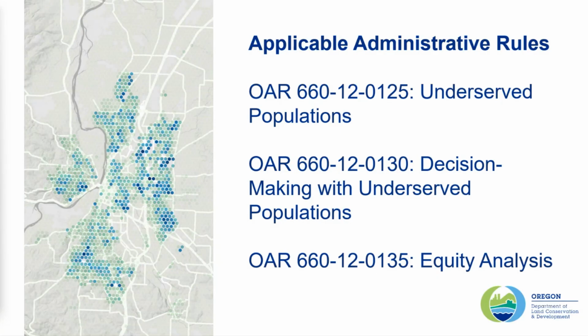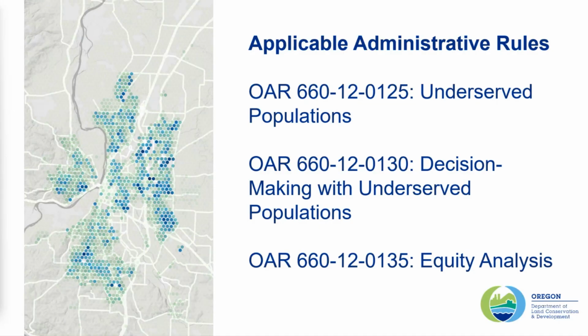The transportation planning rules require jurisdictions to map geographic areas with significantly disproportionate concentrations of underserved populations. For reference, the applicable administrative rules governing this requirement are on screen here. They are Section 0125, Underserved Populations. This section provides a definition for underserved populations.